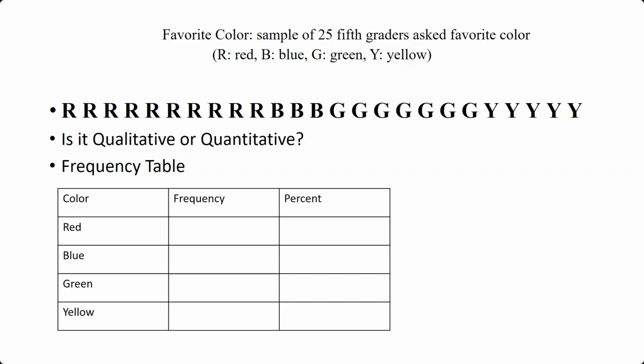So for your project, you're not allowed to use favorite color, but if you did, that would be your qualitative data, and you need to gather 25. When you're making a frequency table, remember frequency is how many times it came up. So red frequency would be how many R's there are.